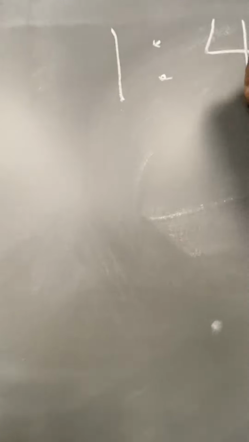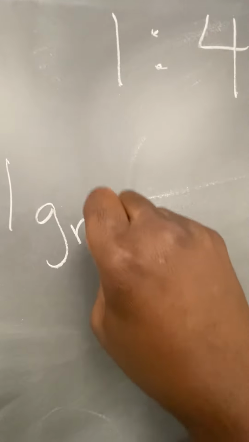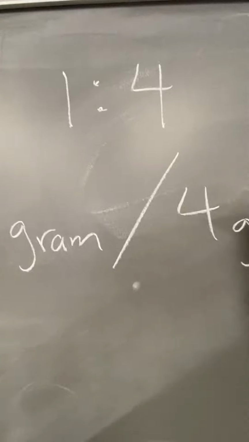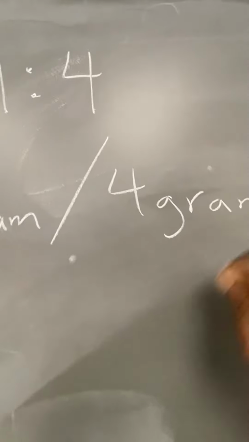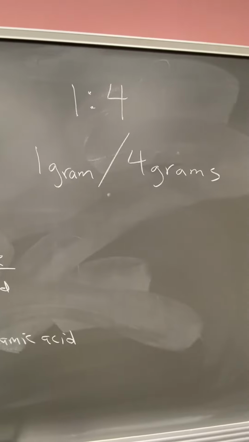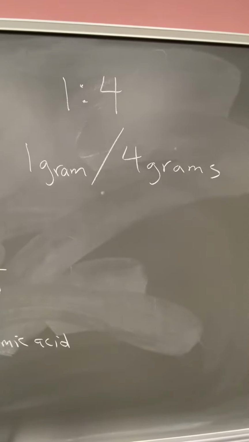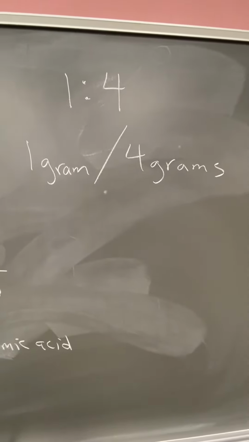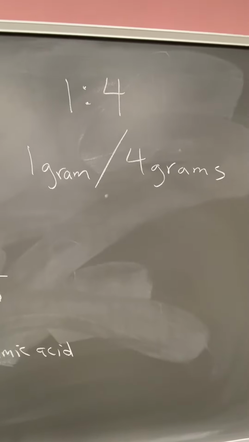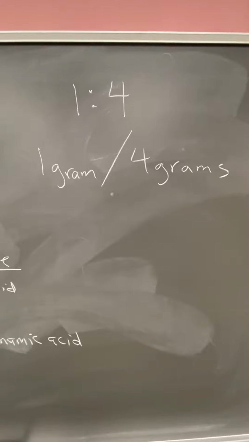What a 1-to-4 ratio represents is 1 gram of one substance to 4 grams of another. So in the 1-to-4 ratio of urea to cinnamic acid, that involved 1 gram of urea and 4 grams of cinnamic acid. What do those masses suggest?